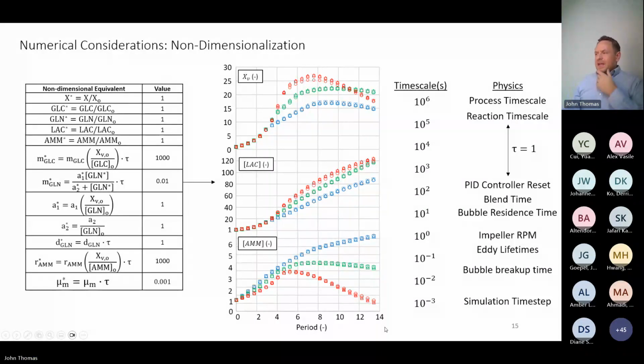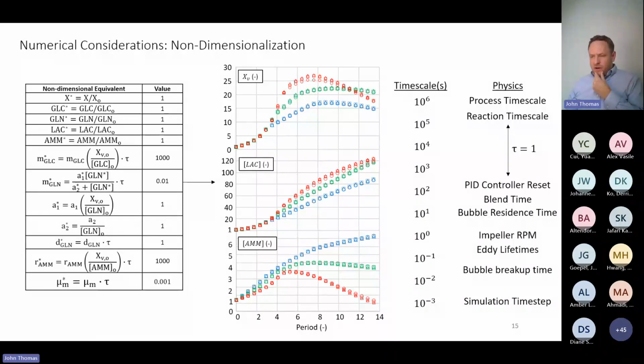And so that helps us with the floating point arithmetic, but it does introduce this idea of some sort of period. And here's where I have to make an engineering assumption. Non-dimensionalization is fine. That's not a problem. But I do have to make an engineering assumption here to try to make this a bit more tractable. I still have this 10 to the 9 difference in timescales. I have my simulation time step, which is a millisecond. I have bubble breakup, impeller RPM, eddy lifetimes. I've got bubble resonance times, blend times, which are tens of seconds, PID reset time, 100 seconds. And then 1, 2, 3, 4, like 5 orders of magnitude slower, I have my reaction and process time scale. So again, these are minutes, these are days, as it were.